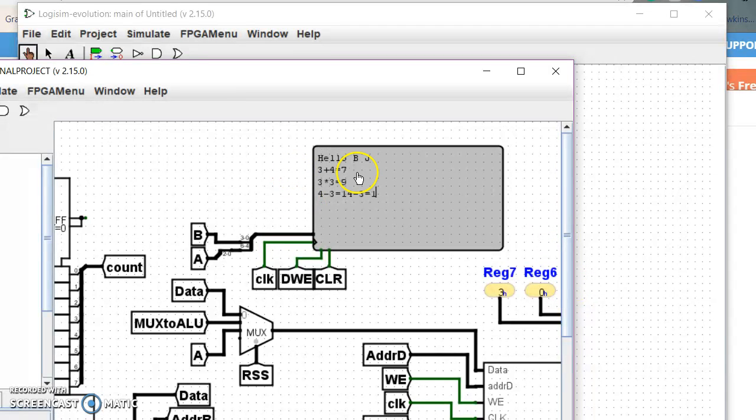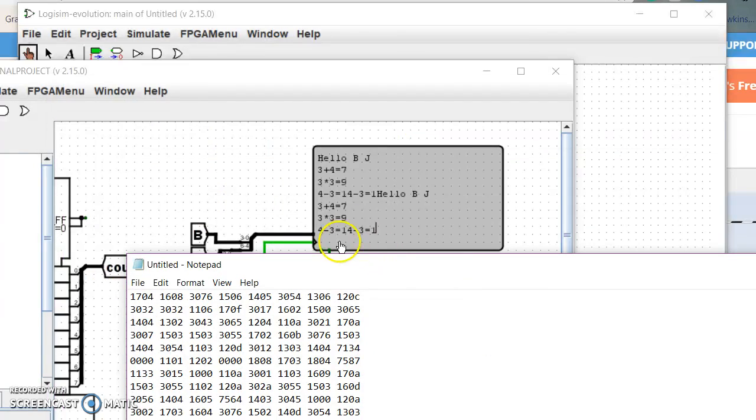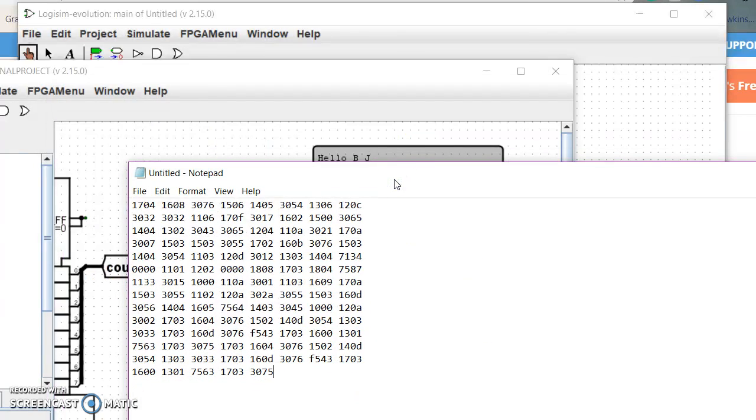So it says hello BJ, 3 plus 4 is equal to 7, 3 times 3 is equal to 9, and then 4 minus 3 is equal to 1, and now it's repeating. Okay, so let me cancel that real quick. I did have a little bit of problems on the subtraction issue over here.